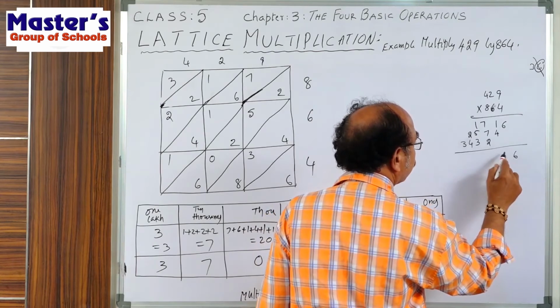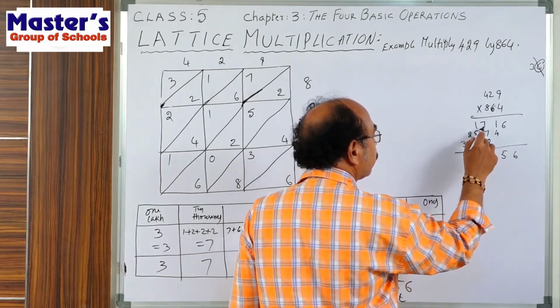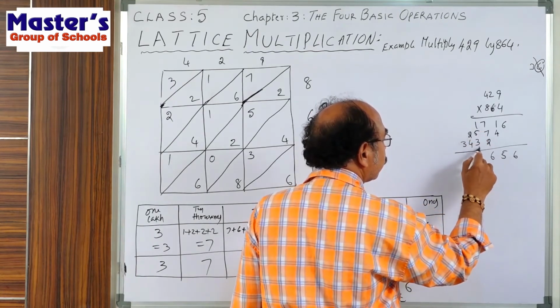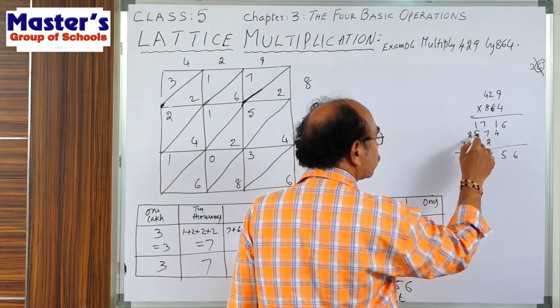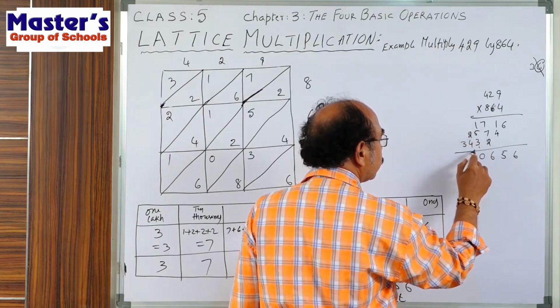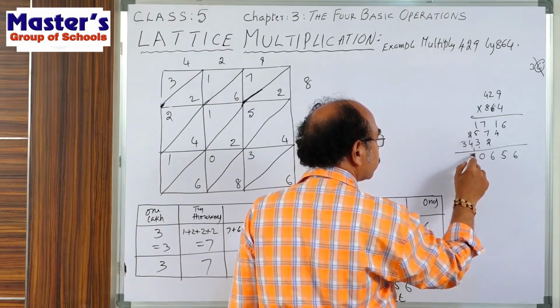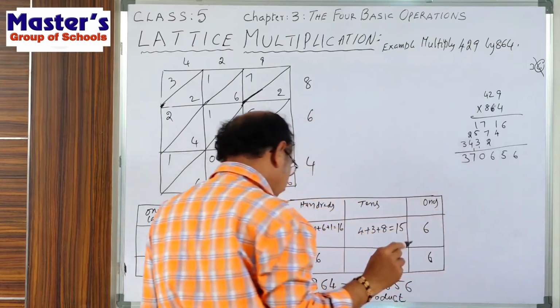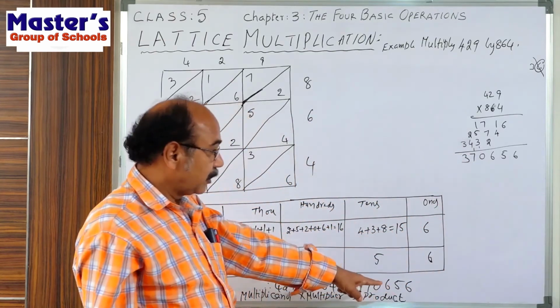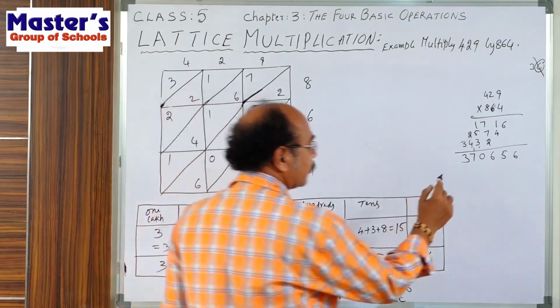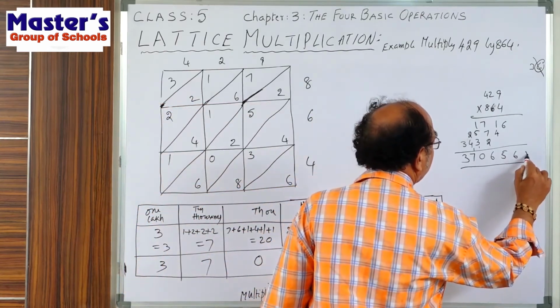Add 6. 4 plus 1, 5. 7 plus 7, 14 plus 2, 16. 1. 5 plus 1, 6. 6 plus 2, 9 plus 1, 10. 0, 1. 4 plus 2, 6 plus 1, 7. 370,656. This is actual multiplication.